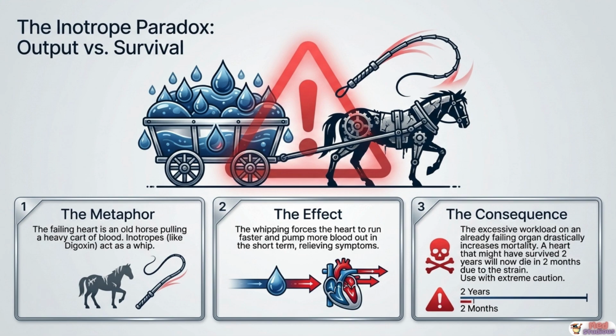Multiple landmark trials, including the PROMISE trial with milrinone and the OPTIMIZE CHF trial with dobutamine, have confirmed that chronic oral inotrope therapy significantly increases mortality in heart failure. Inotropes are therefore reserved exclusively for acute decompensated heart failure in the intensive care setting, as a bridge to transplantation or mechanical support, never as routine chronic outpatient therapy.